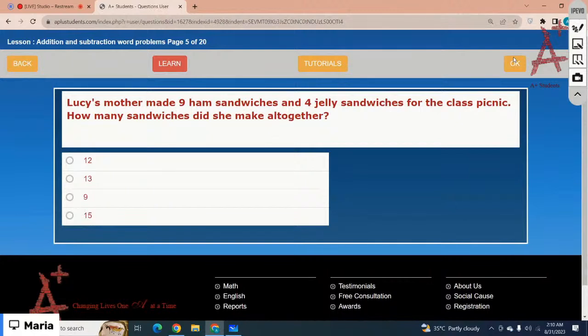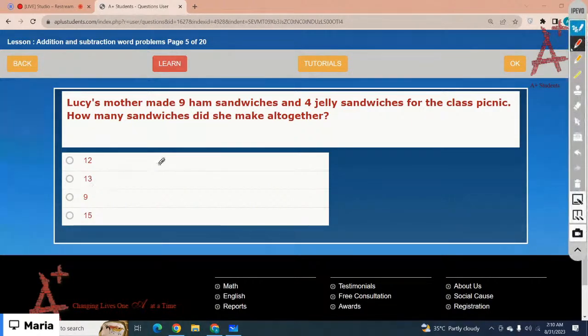Lucy's mother made 9 ham sandwiches and 4 jelly sandwiches for the class picnic. How many sandwiches did she make all together? Okay, you can see the word all together, right? That means you have to add them. So you have to add 9 plus 4. So let's just add 9 plus 4. 9, 10, 11, 12, 13. That means when you add 4 to 9, it makes 13.